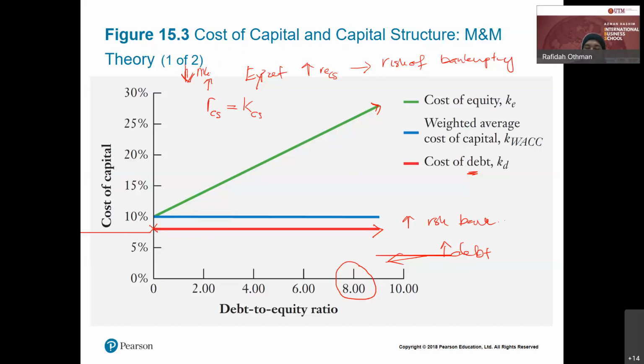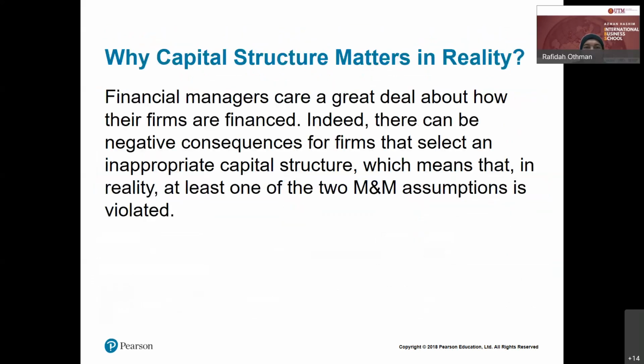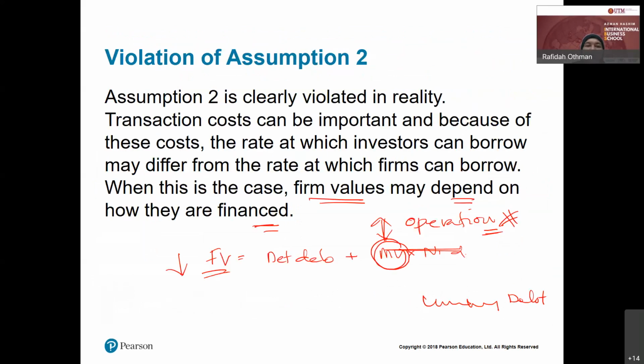Okay, move forward. Financial managers care a great deal about how the firm is financed. Indeed, there can be negative consequences for firms that select an inappropriate capital structure, which means that in reality, at least one of the two M&M assumptions is violated. Which one? It's violating the second one, clearly in reality. Transaction costs can be important, and because of this cost, the rate at which an investor can borrow may differ from the rate at which a firm can borrow.